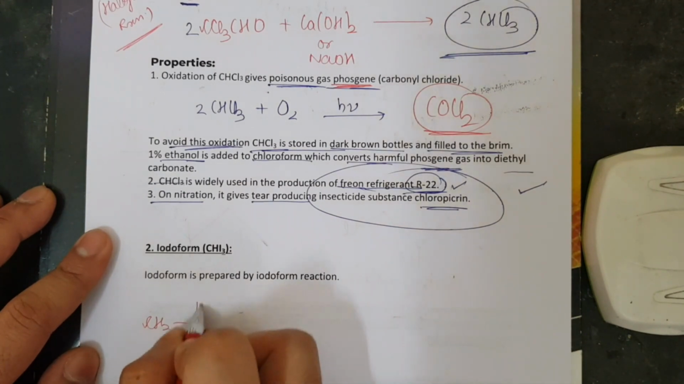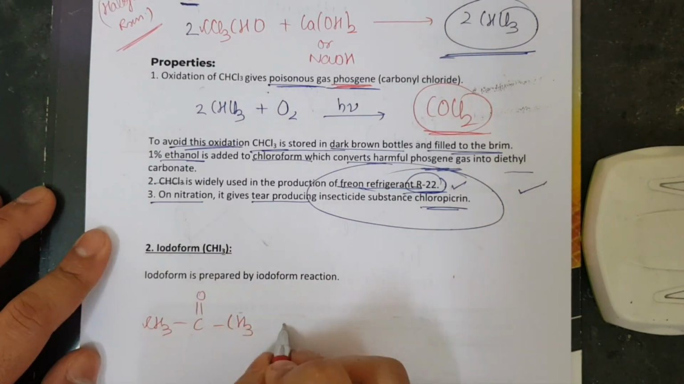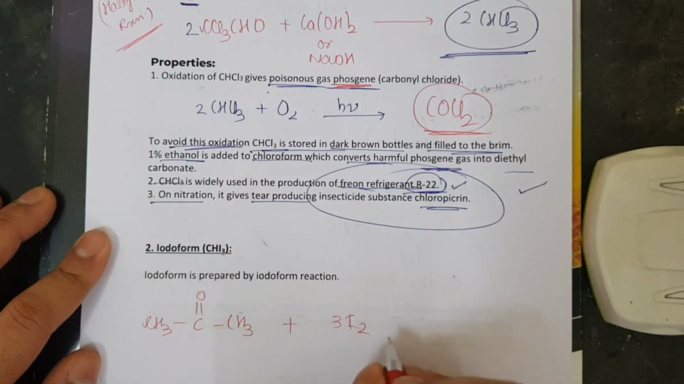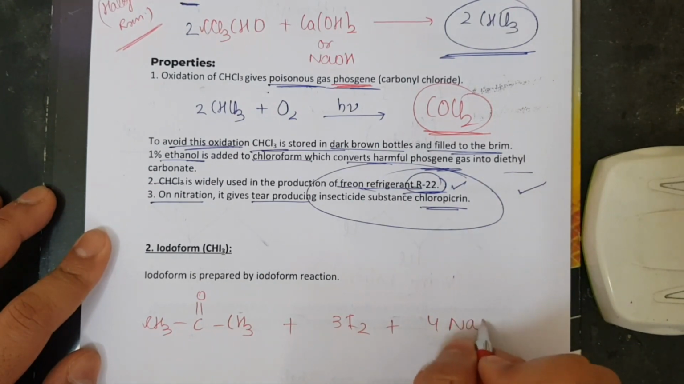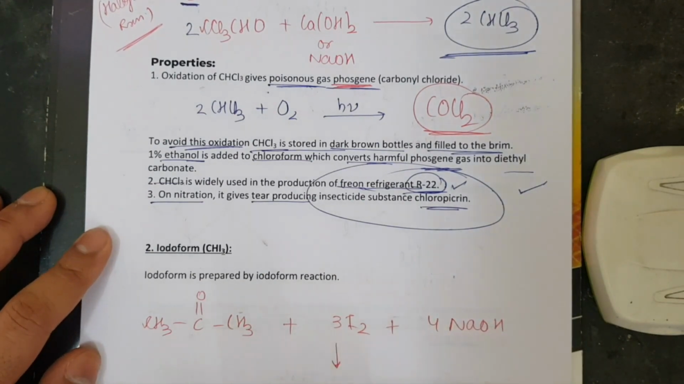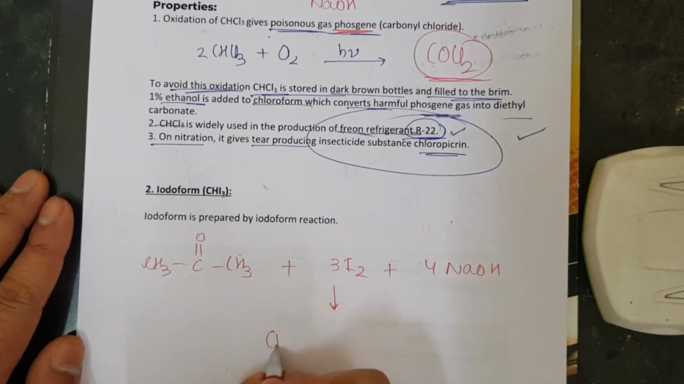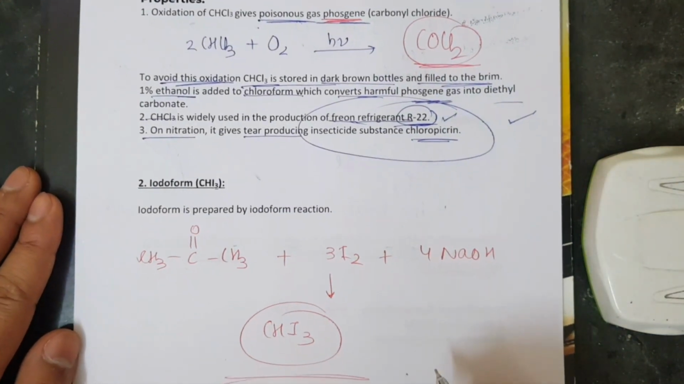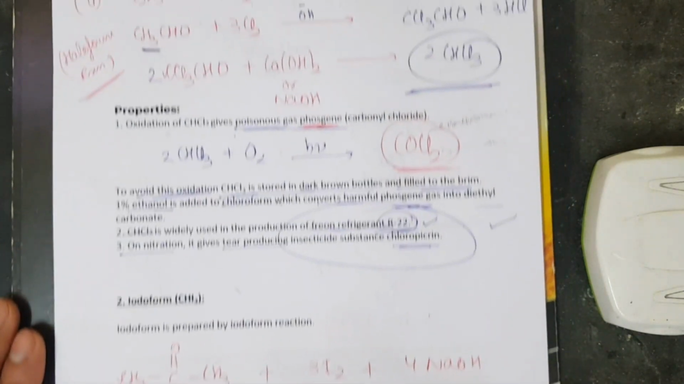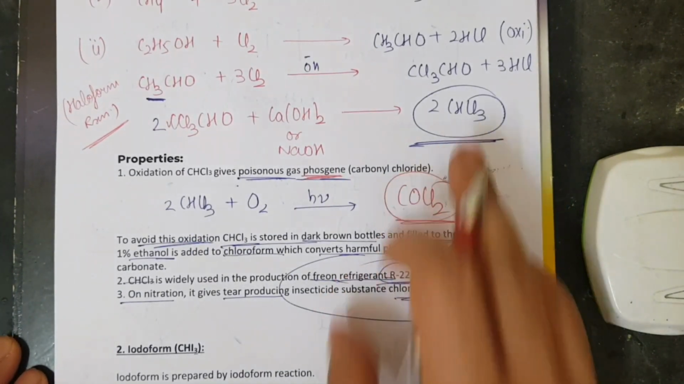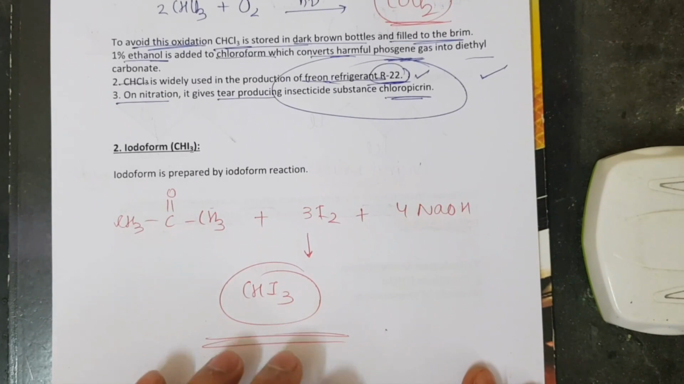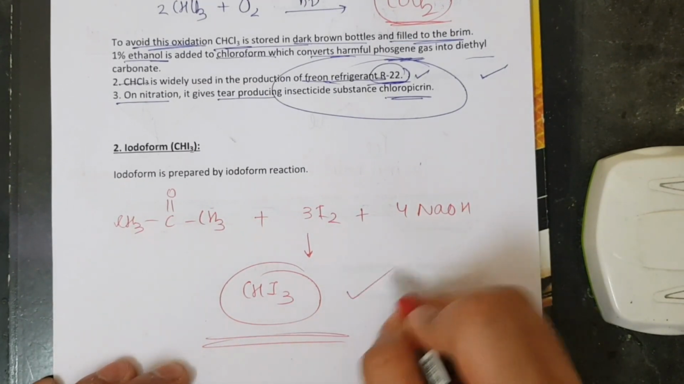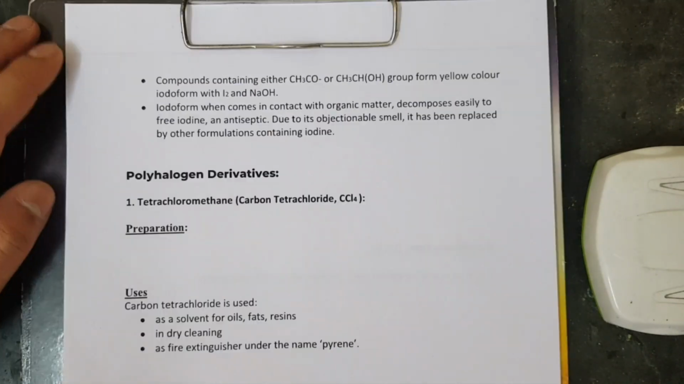We have CH3, C double bond O, CH3. We take 3 moles of I2 and 4 moles of NaOH, that is, in a basic medium. We get the formation of CHI3. Now CHI3 is the iodoform which will be formed. Like in this case, we get the formation of chloroform. In this case, we get the formation of the iodoform. So iodoform will be formed in this particular reaction.